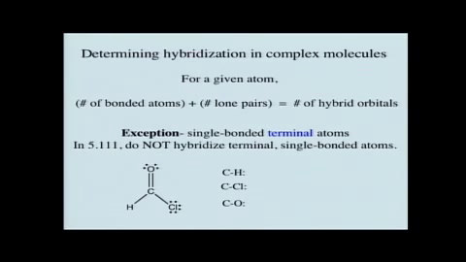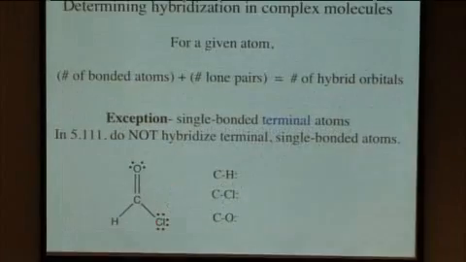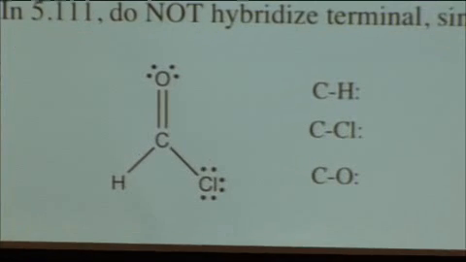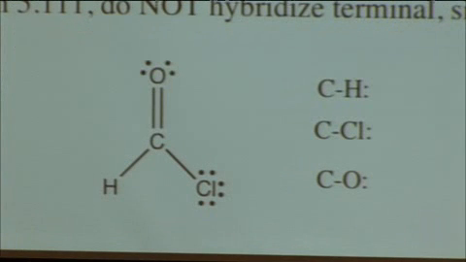All right, so we can illustrate this with an example of formyl chloride. This is a good example because we're just dealing with our carbon as our central atom here, and we have 3 terminal atoms, 2 of which are single bonded, so we're not going to hybridize those, and one which is double bonded, the oxygen, so we will hybridize that one. So in terms of thinking about the carbon, what is the hybridization around the carbon atom?